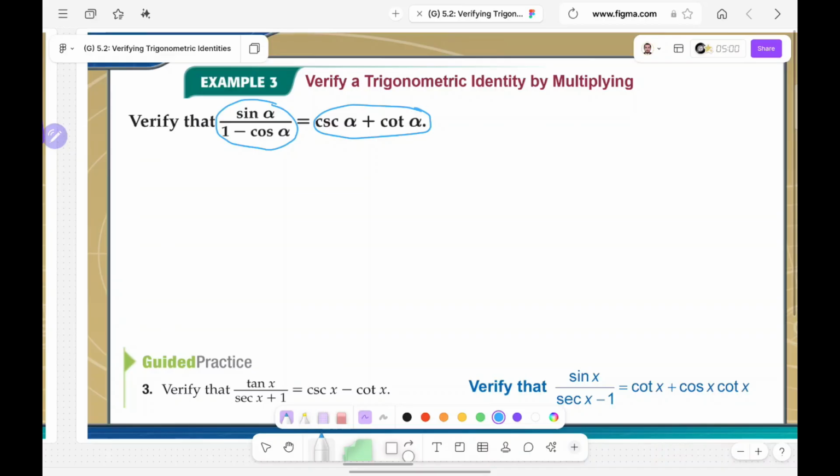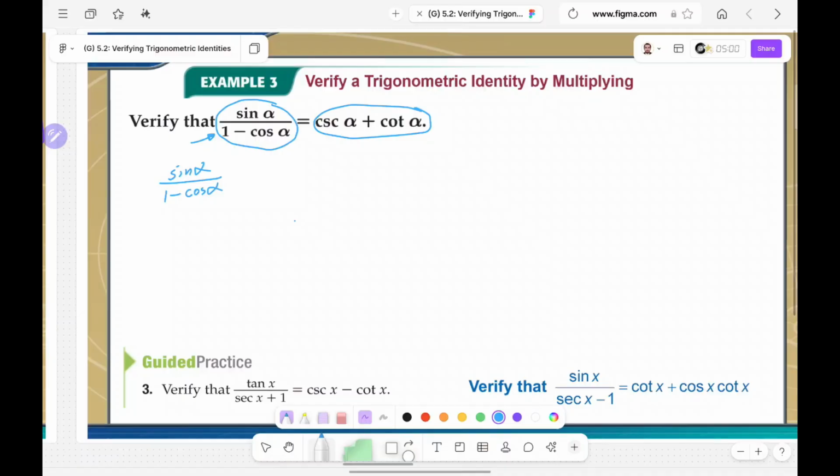Always when you see a fraction, it most likely will be the most difficult part, because a fraction is always difficult for all types of students. So always take the side that contains a fraction. So sine beta over 1 minus cosine beta. So let's do it now. Let's take it here inside: sine beta over 1 minus cosine beta.